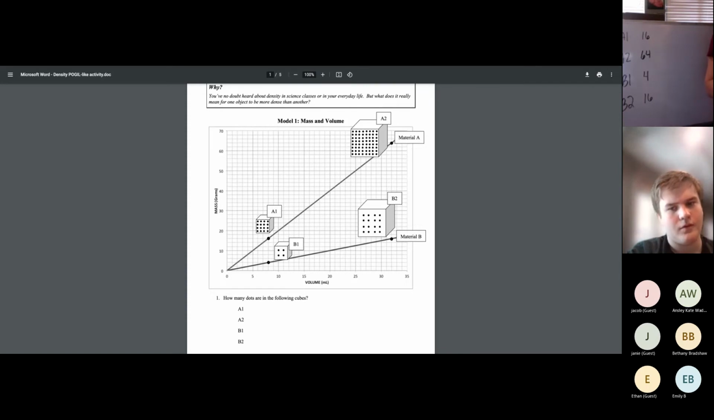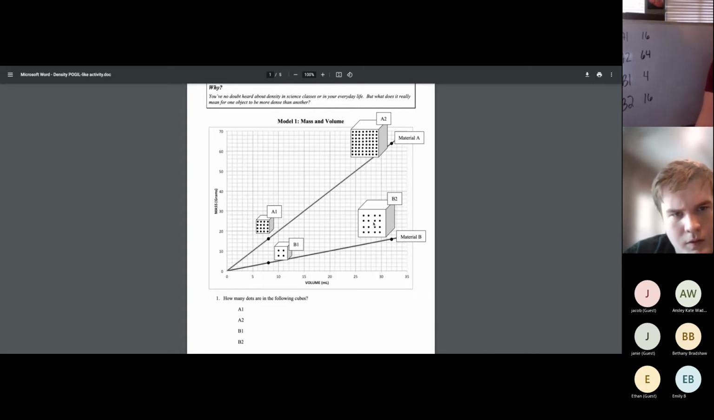Let's double check our hypothesis. Let's examine A2 and B2. Before we measure them though, if we're right, A2 had 64 dots. So if we're right on our y-axis, it should hit over here at 64: 2, 4. So that would be at this point on our graph. If I follow it over, is that where it hit? Bingo. So we're right. Each dot represents 1 gram of mass.